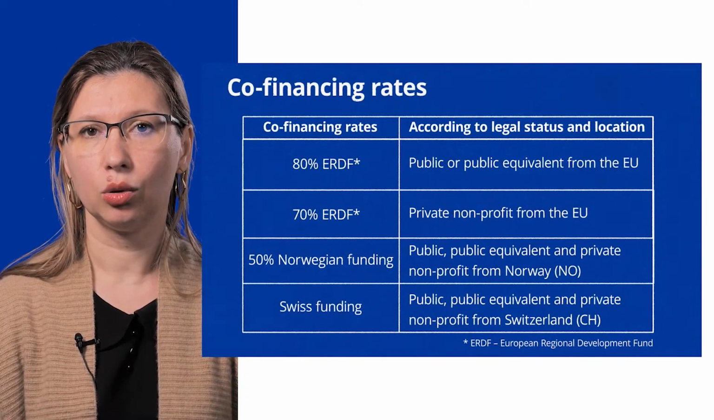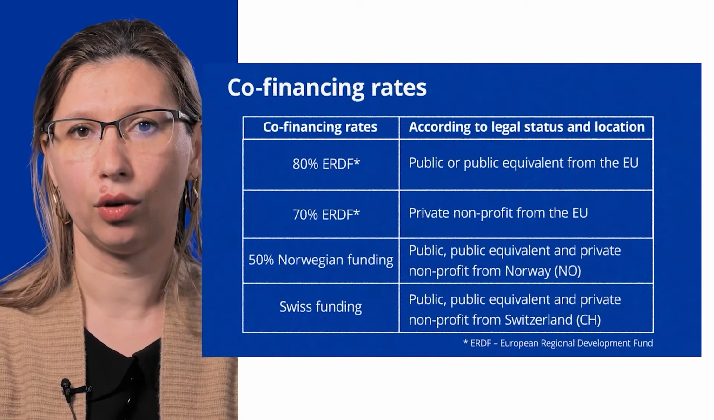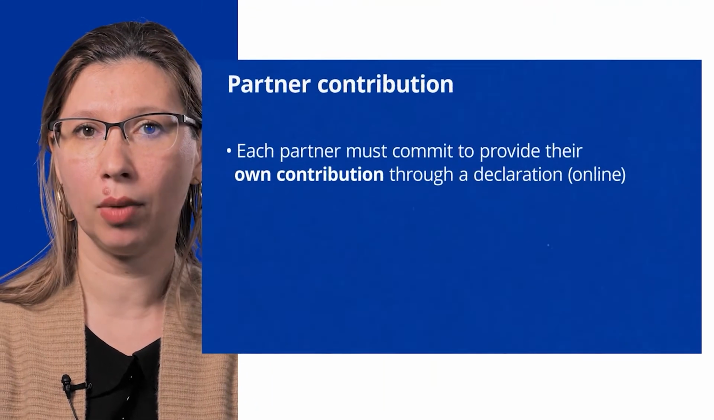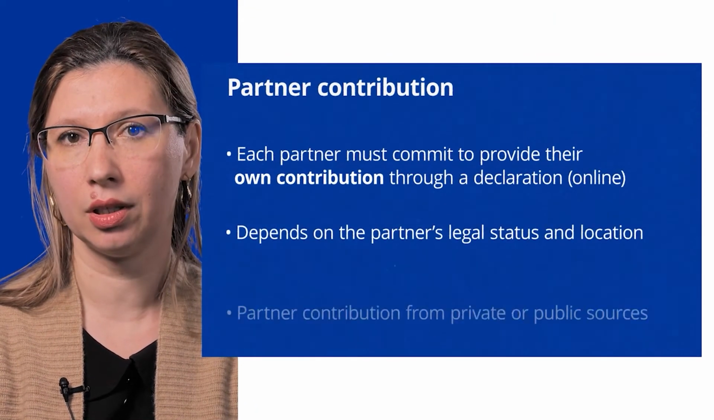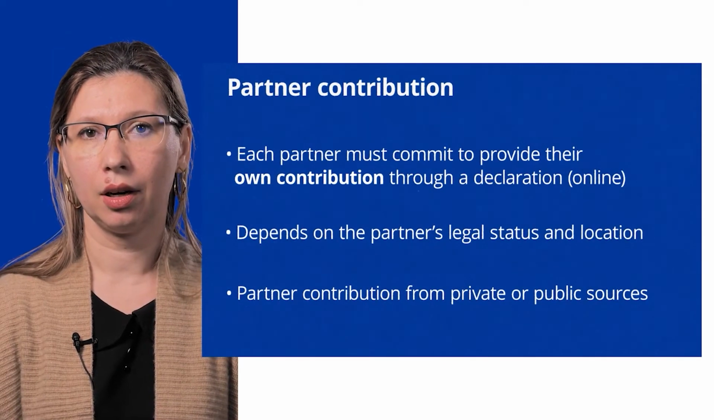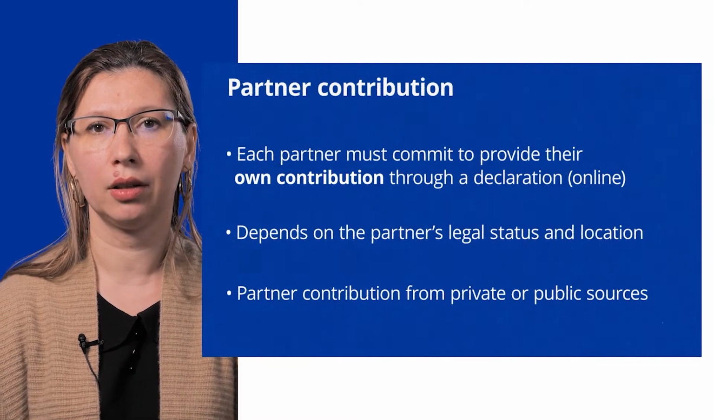Swiss partners need to contact their national point of contact in order to get detailed information about the Swiss funding opportunities. The remaining 30 or 20% must be provided by the partners themselves, either from their own budget or from other sources that can be either public or private. In any case, a partner declaration is required in order to demonstrate their commitment to provide their own contribution.